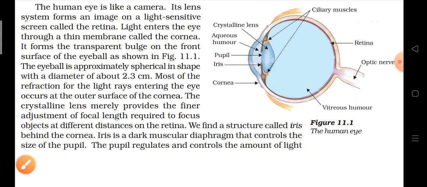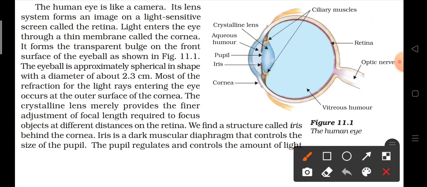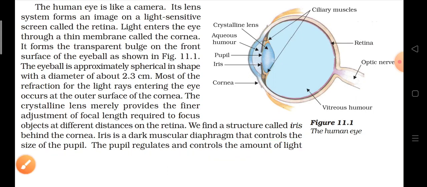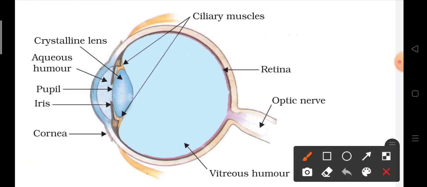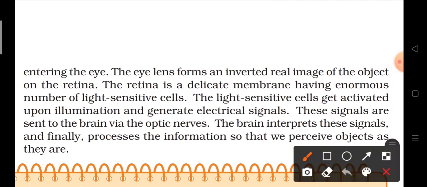Is it okay? So the iris, what does it do? The pupil regulates and controls the amount of light. And what does the iris do? The iris controls the size of the pupil. Iris pupil का size control करता है and pupil regulates the amount of light. That we have studied. This is the pupil. This is your iris which controls the size. And the pupil controls the amount of light entering the eye. ओके, कहाँ पे कंट्रोल करता है? कि आंख के अंदर कितनी लाइट जाएगी.